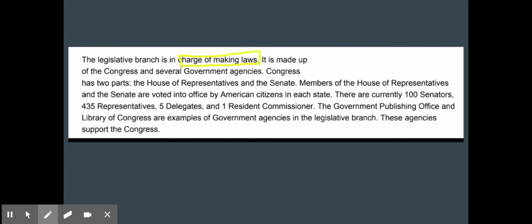It looks like it's made up of a couple different parts, Congress and some agencies, and it does remind me that Congress is made out of the House of Representatives and the Senate. It gives me a little bit of information about it as I'm reading through, and then it also talks about some of the different government agencies.